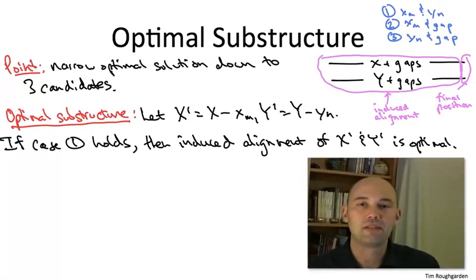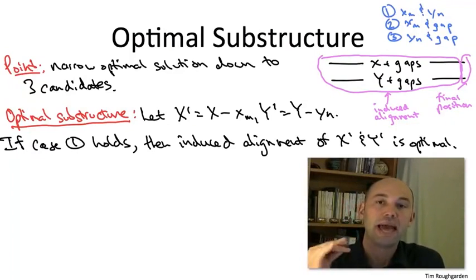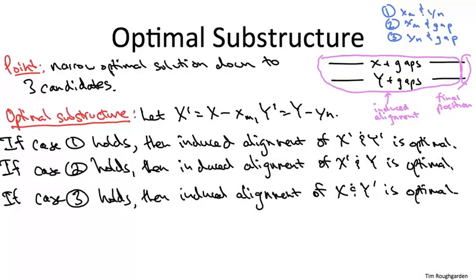We're of course hoping that something analogous happens in cases 2 and 3. The only change is going to be that the protagonists of the subproblem will be a little bit different. In case 2, the thing which is missing from the induced alignment is the final character of x, so it's going to be an induced alignment of x prime and y. Similarly, in case 3, the induced alignment is going to be an alignment of x and y prime.